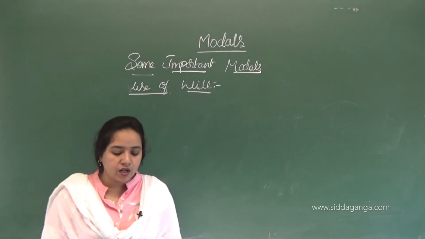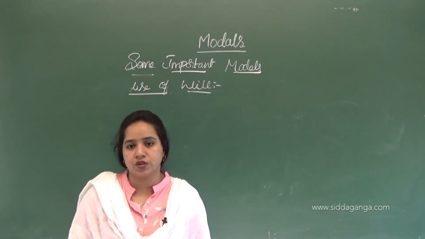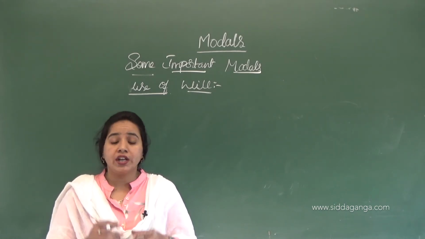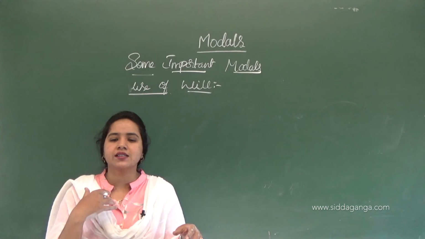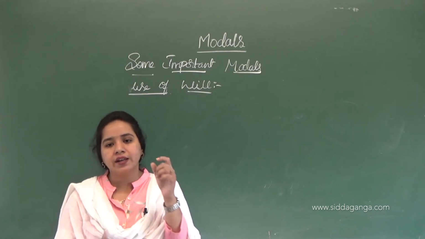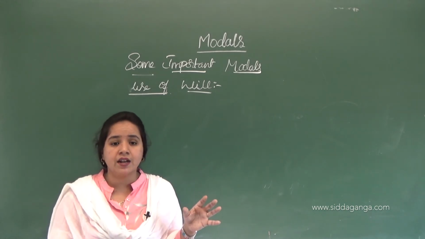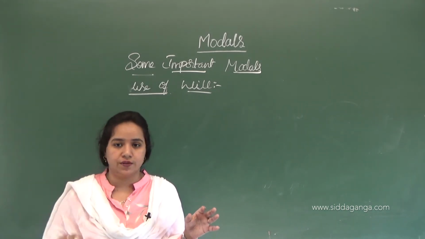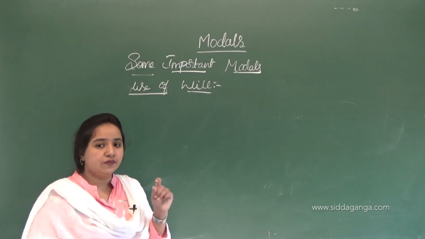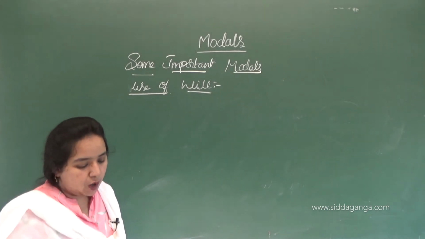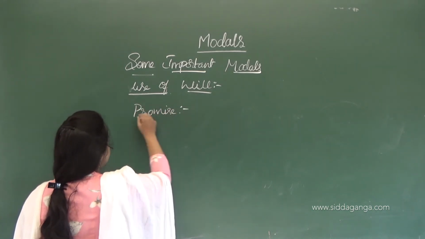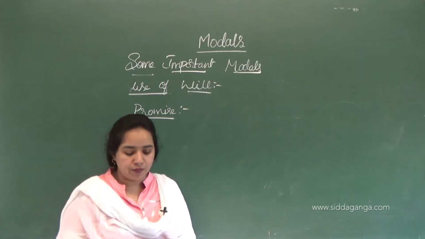So let's see here, will can also be used to make predictions about the future. It also shows prediction, you may call it bhavishyavani. Some action we are doing in the future, so in that case we use will. That means the action is going to happen in the future, okay. So let's see how we are using will in sentences. First, promise: will is used to express a promise.